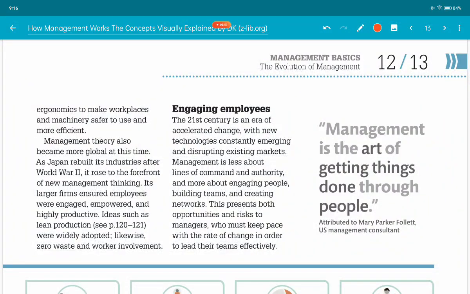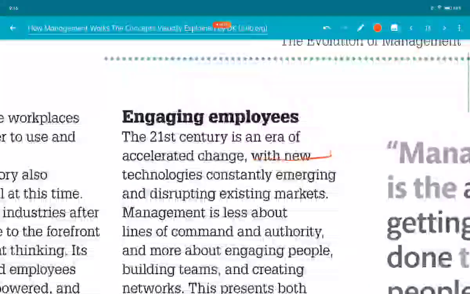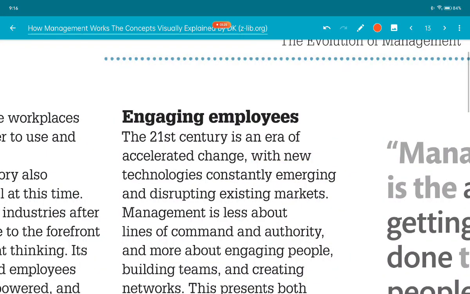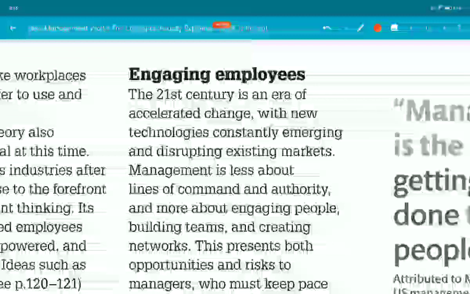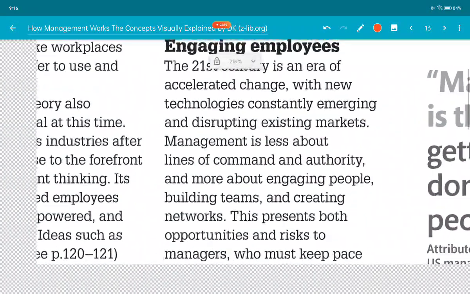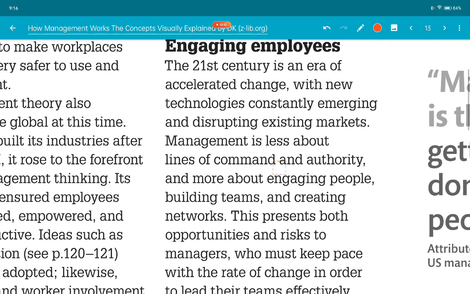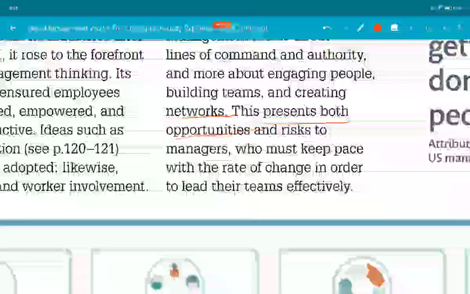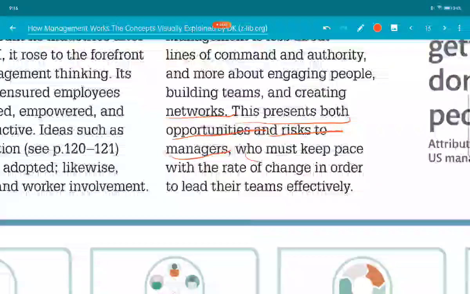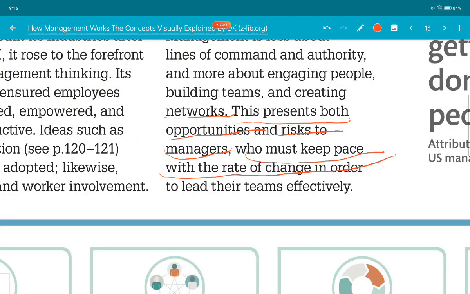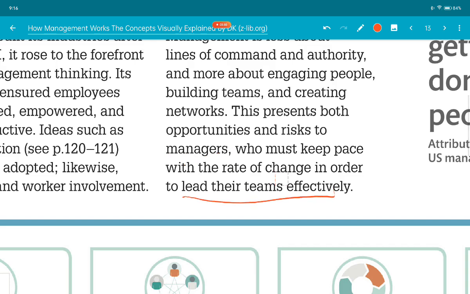So, engaging employees: the 21st century is an era of accelerated change, with new technology constantly emerging and disrupting existing markets. Management is less about line of command and authority and more about engaging people, building teams, and creating networks. This presents both opportunity and risk for managers, who must keep pace with the rate of change in order to lead their team effectively.